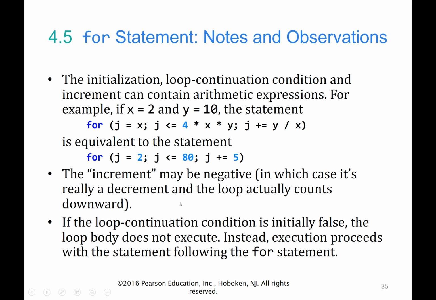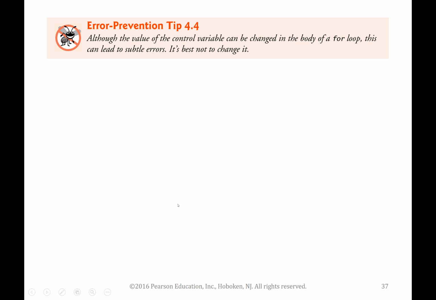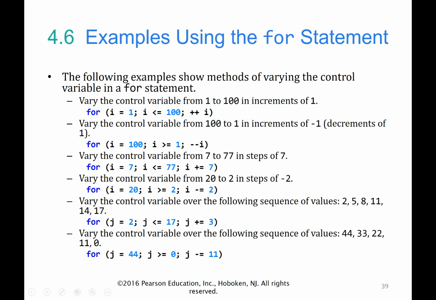The increment may be negative. Here's a case, the second one: I is equal to 100. As long as I is greater than or equal to 1, we continue the body of the loop, and we decrement 1 from I each time. Here, we're going to add 7 to I each time. I plus equal 7. Here, we're going to subtract 2 from I each time.